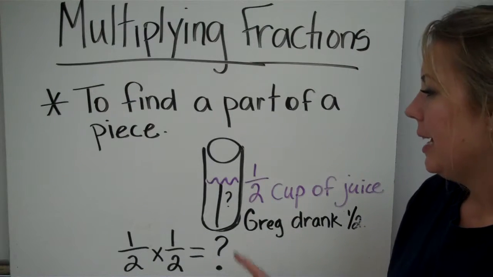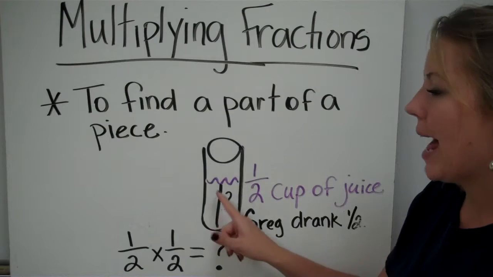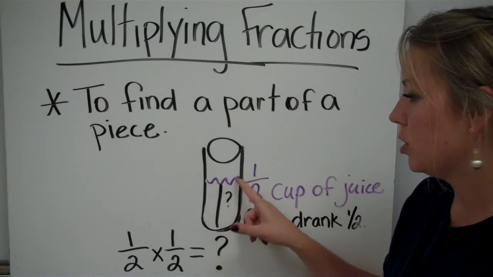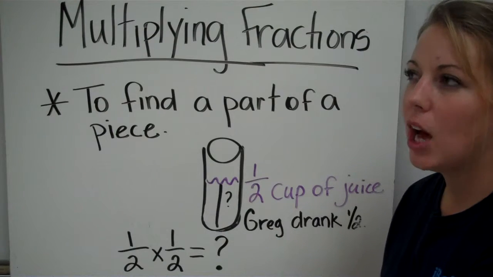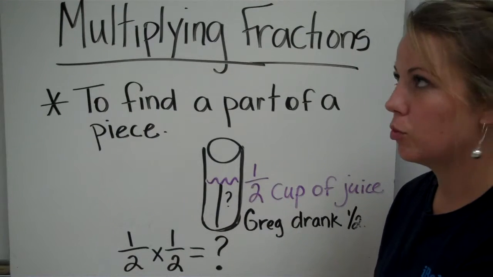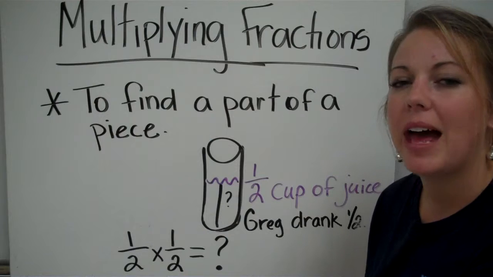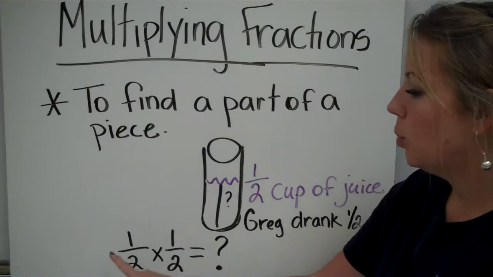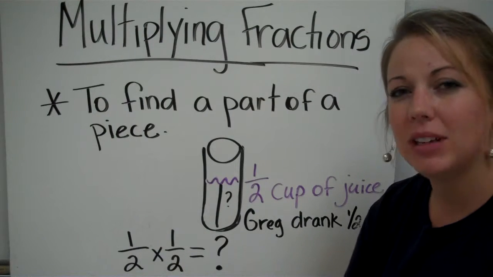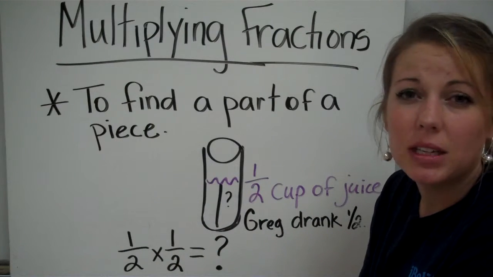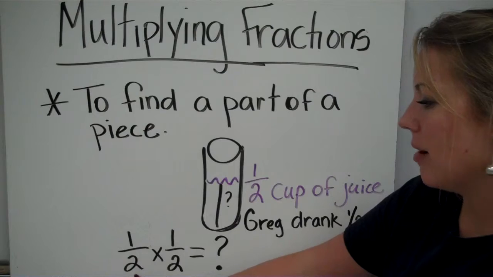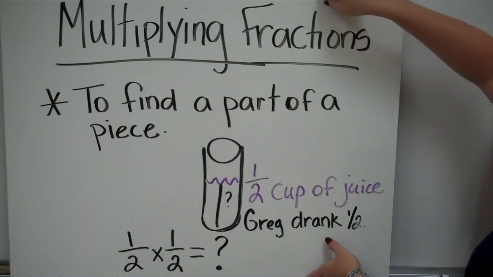Let's talk about Greg. In this picture, Greg has half a cup of juice, and that's your purple. He's probably got grape juice or something. When he comes home from work, he drank half of that half cup of juice. So we need to find out what half of a half is. We can't take half of it away unless we know what a half is. So we need to know what is half of a half.